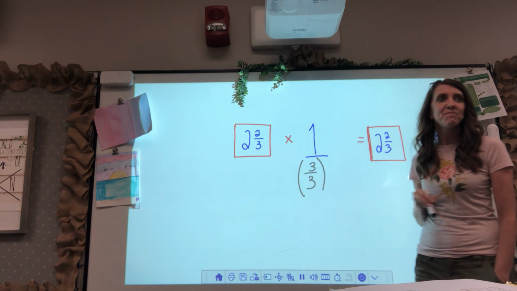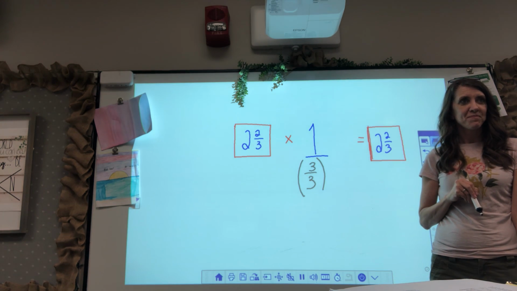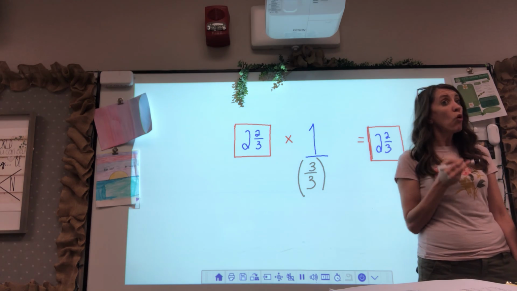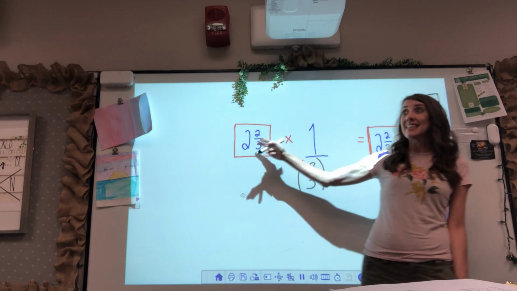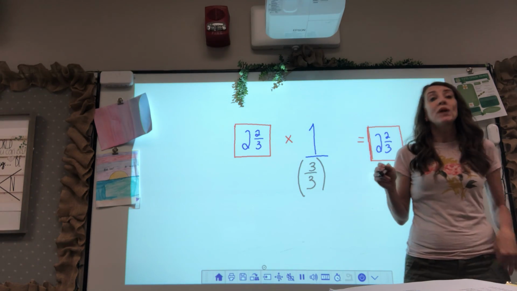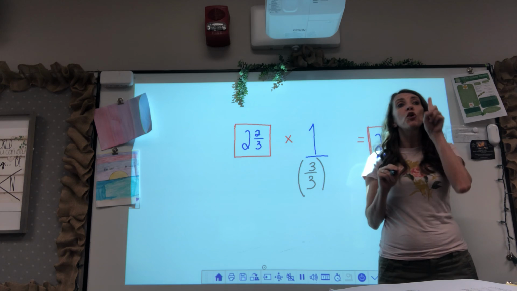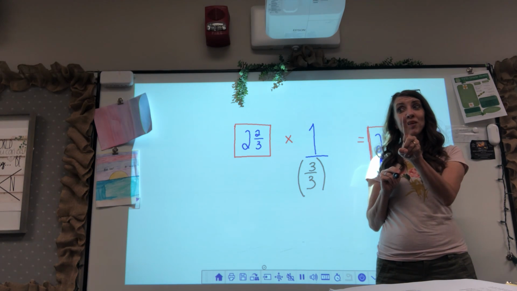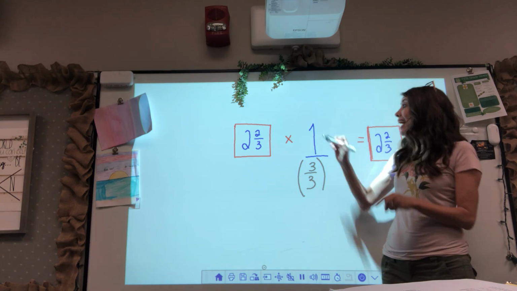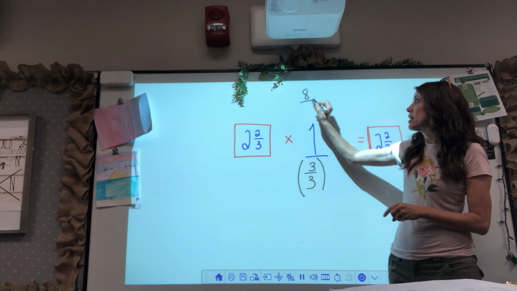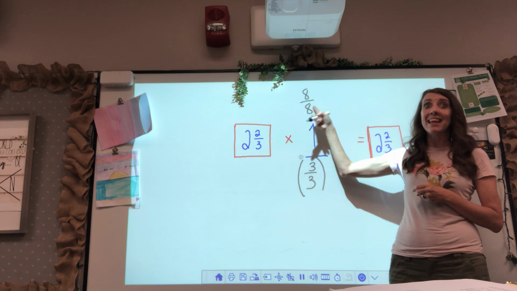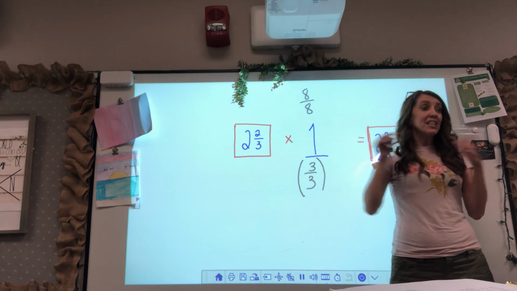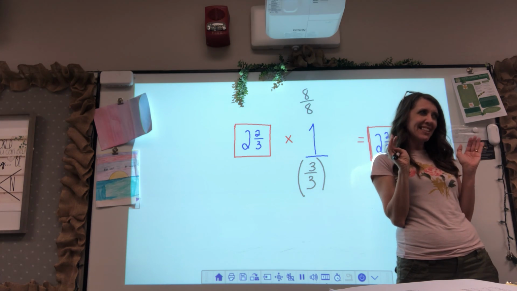Mia? 4 and 4/4. Well, no, because that has a whole number. So that would actually be 5. If you take this times 5, it's going to be bigger. We need a fraction that just equals 1 whole. Bodie? 8/8. 8/8 would work, for sure. 8/8 equals 1. So anything times 8/8 is going to equal itself. Does that make sense?